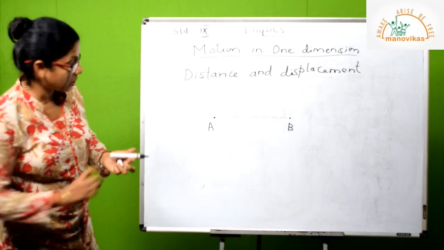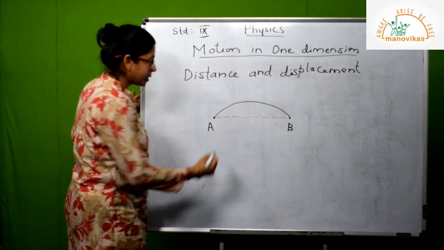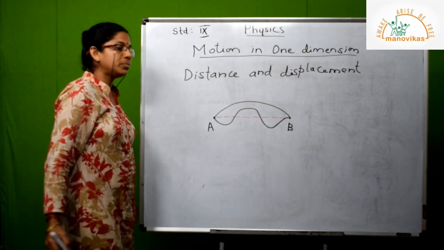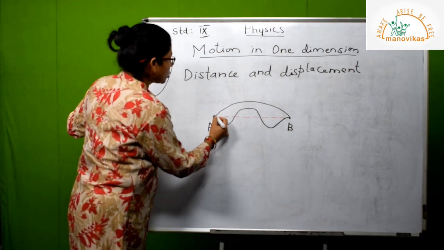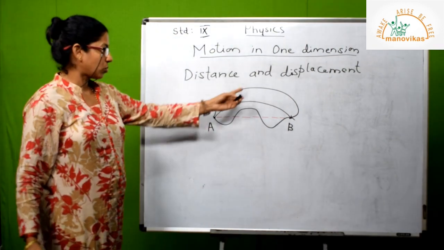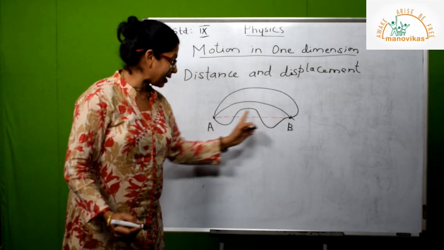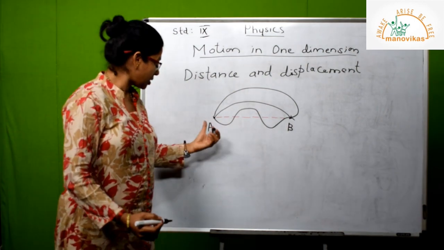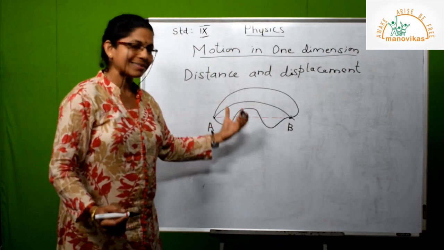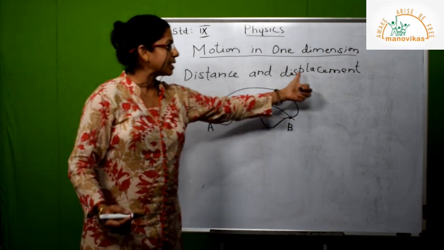I can use a way like this, I reach point B. I can use a way like this, then reach point B. I can take a long route and then come to point B. Alright. So if you look at these four different paths, the red dotted line to reach B from A is the shortest line, and it will take less time. So this shortest distance is called displacement.